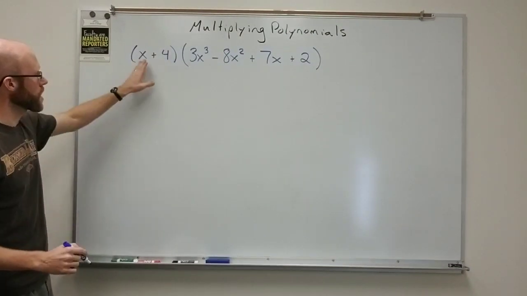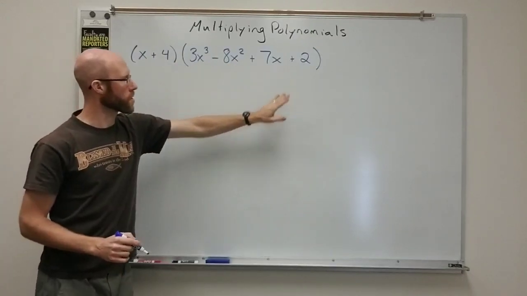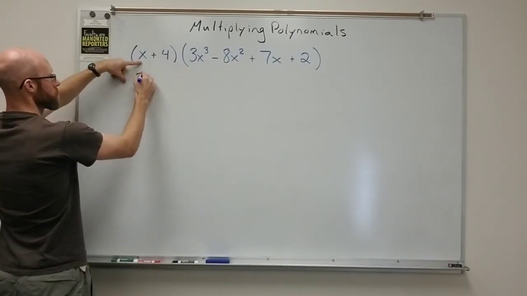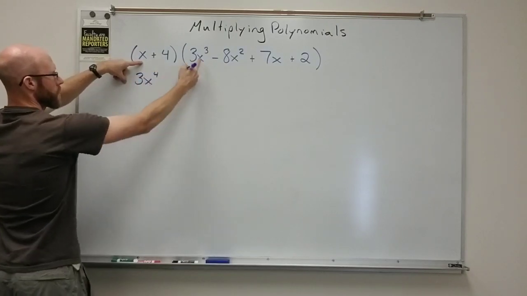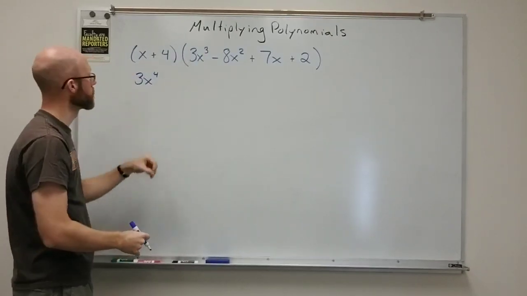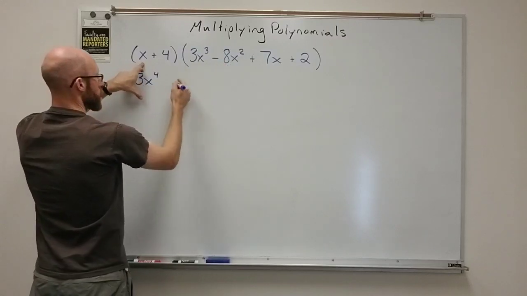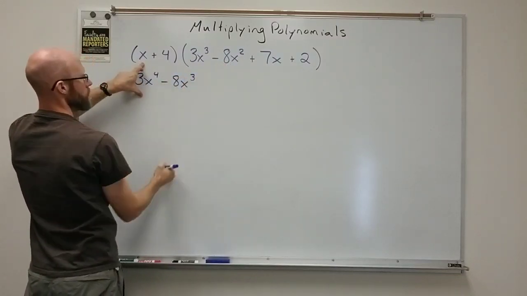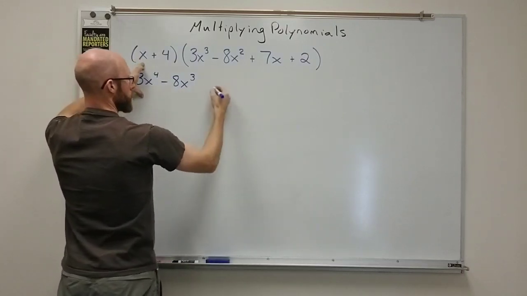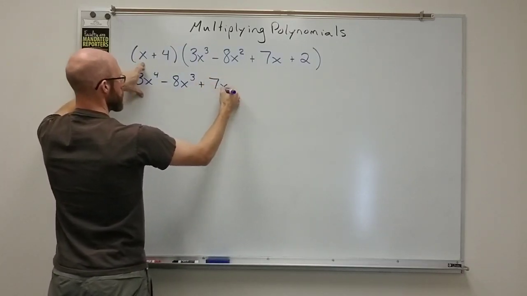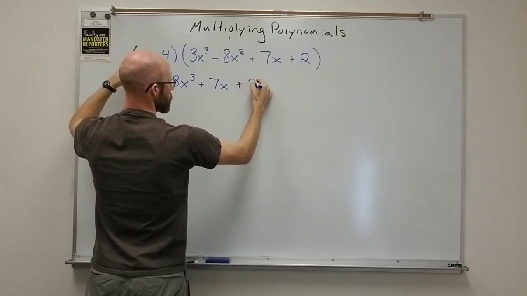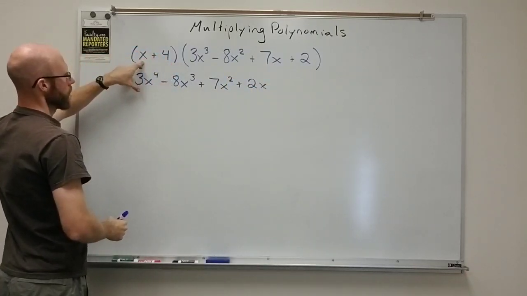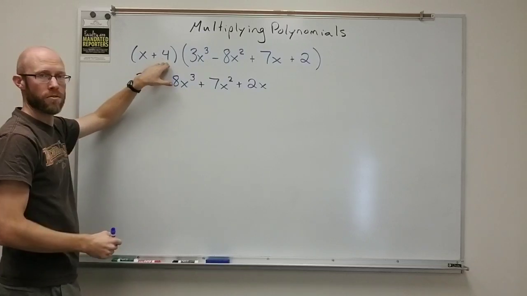So instead I'm going to have the x multiply everything on the right. Let's do that. X times 3x cubed is 3x to the 4th, again adding the powers there. X times -8x squared is -8x to the 3rd. And then x times 7x is 7x squared. X times 2 is 2x. Oop, I missed my square. And then I move over to the 4.